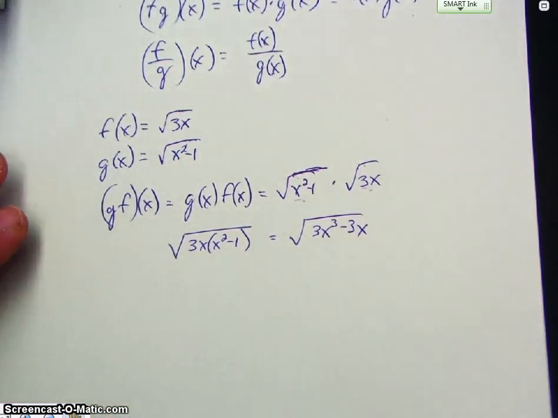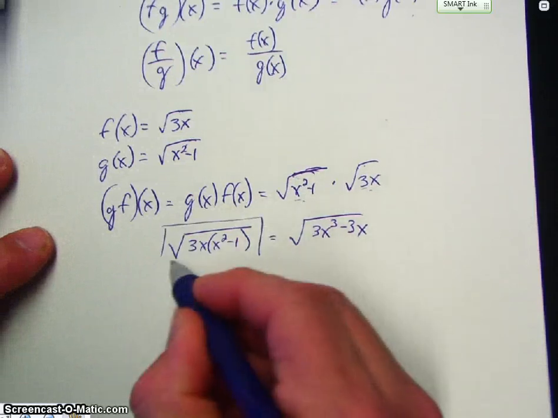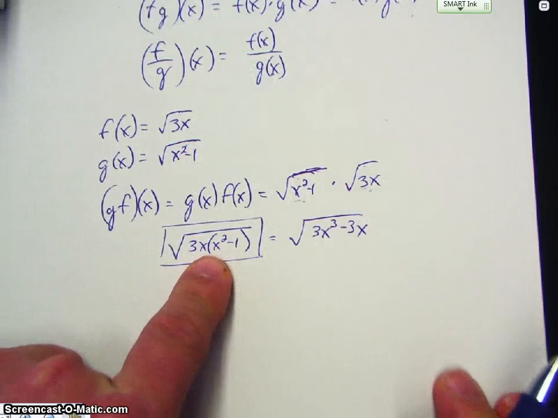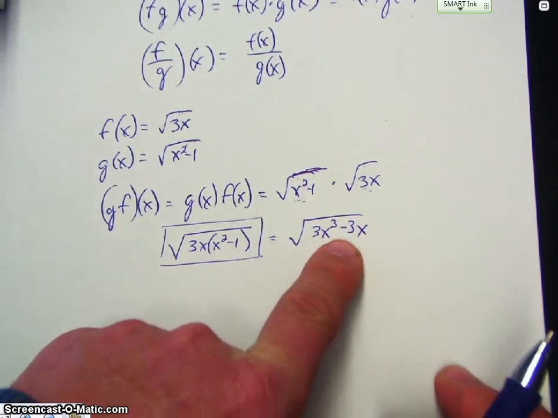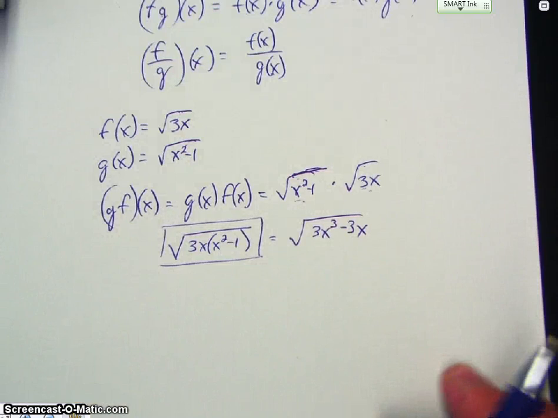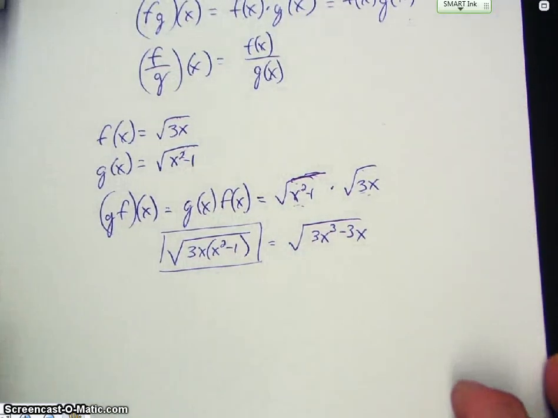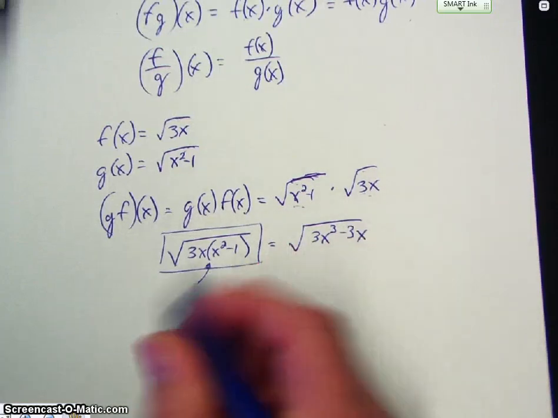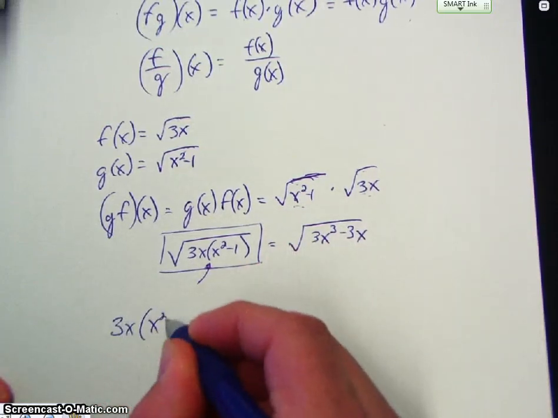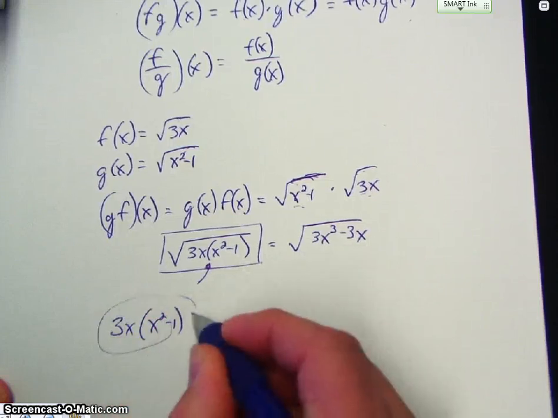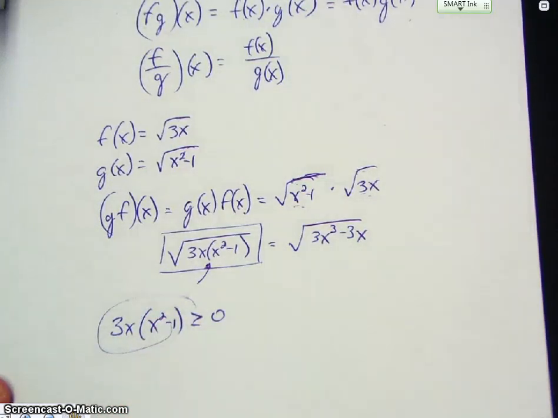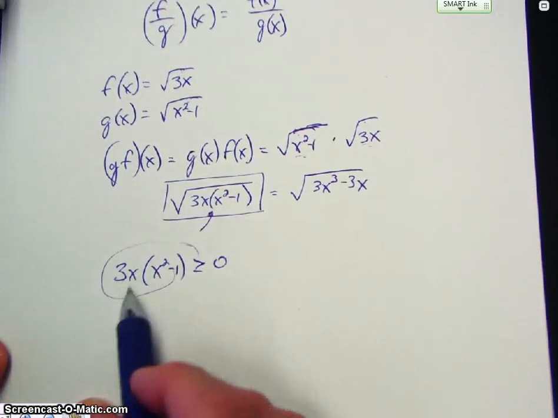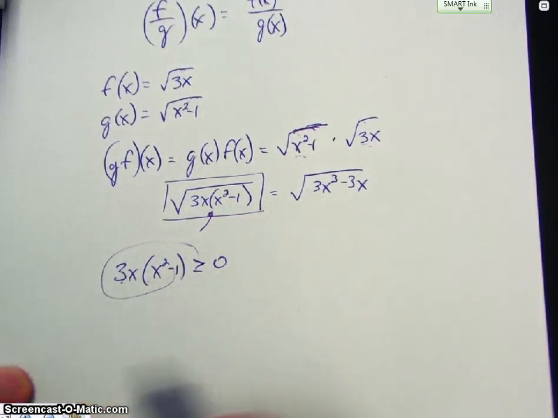Now, since we have to find the domain, I would leave this here because it's been factored for you. That makes finding the domain a lot easier than if you start from here, because you'd have to go from here back to this in order to find the domain. We know in this domain right here, we have 3x times x squared minus 1. This whole thing has to be greater than or equal to 0, because inside the radical cannot be negative. So we're going to do a number line.